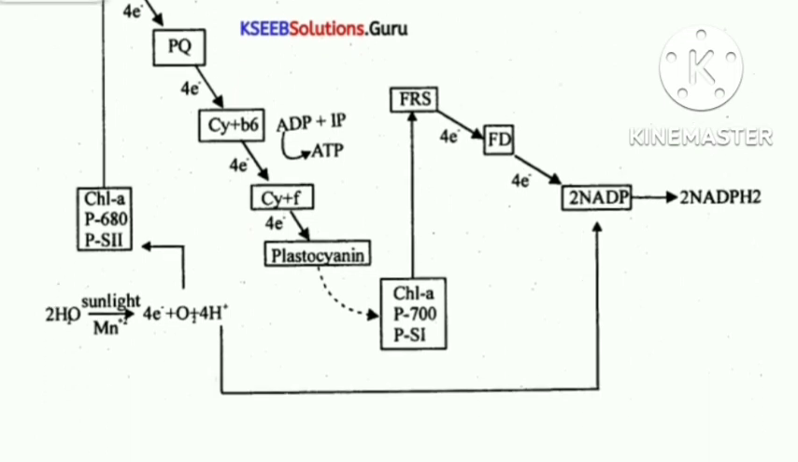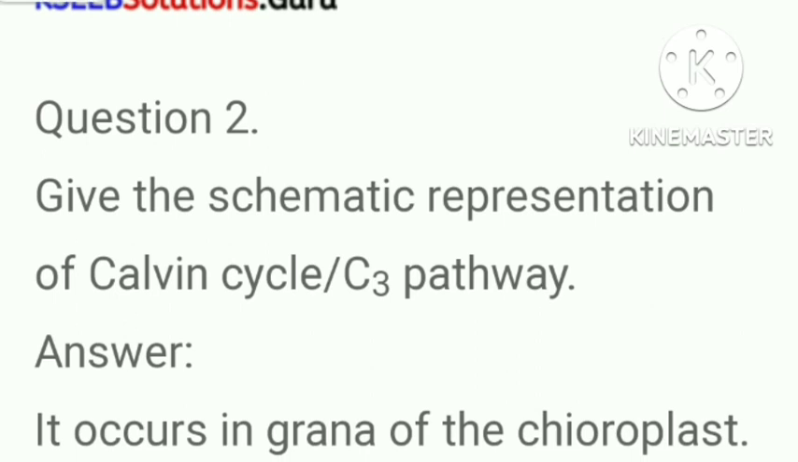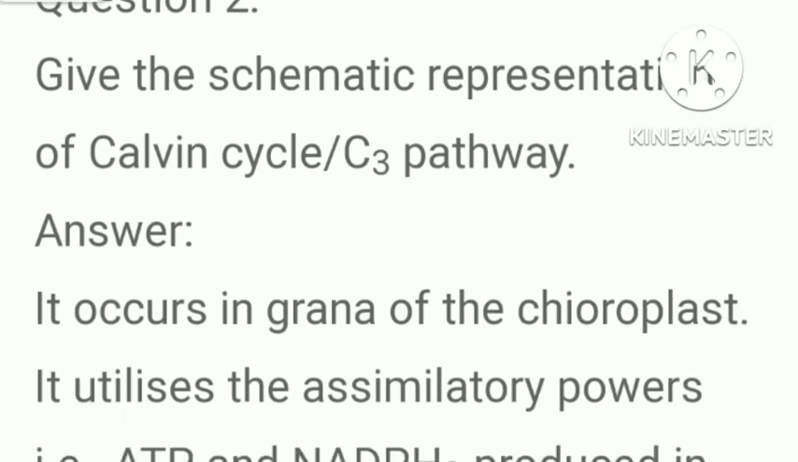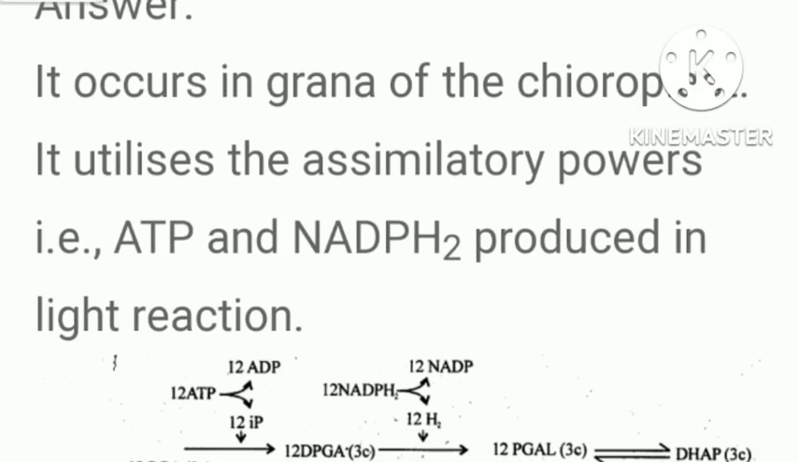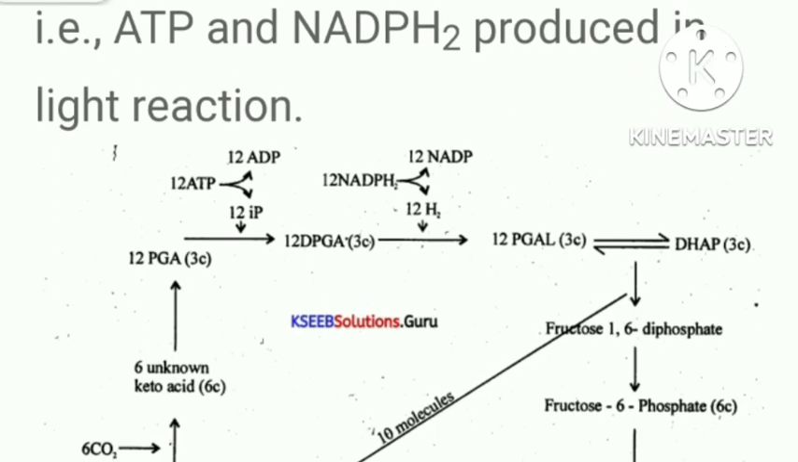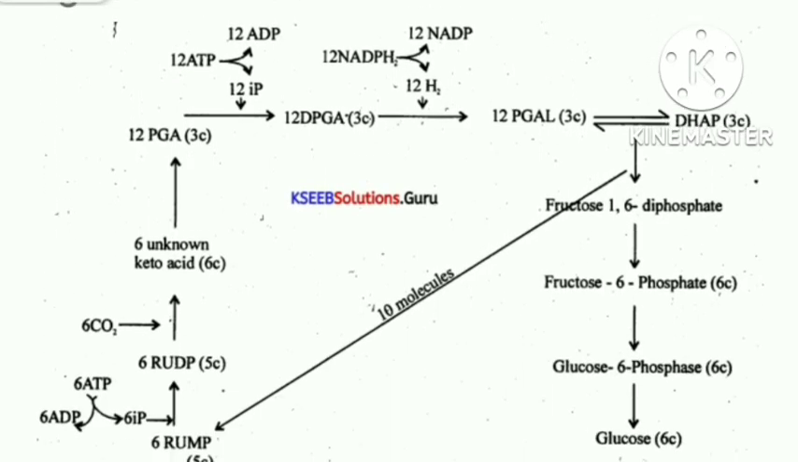Next question. Give the schematic representation of Calvin cycle, C3 pathway. It occurs in stroma of the chloroplast. It utilizes the assimilatory powers, that is ATP and NADPH2 produced in light reaction. And here is the equation for that.